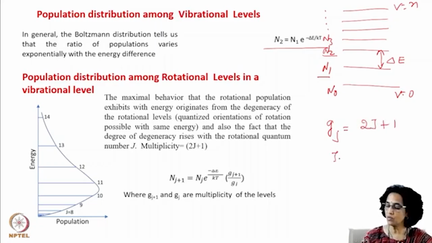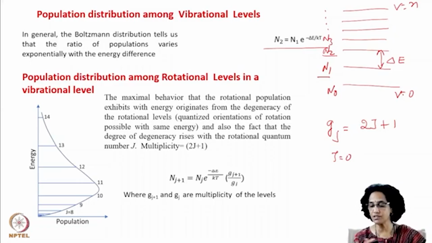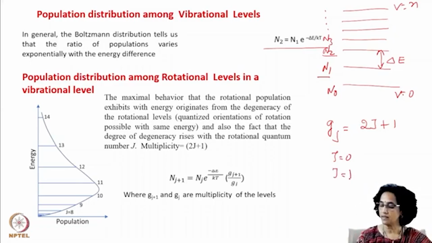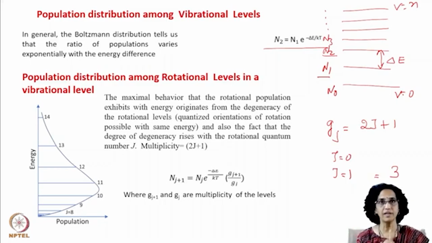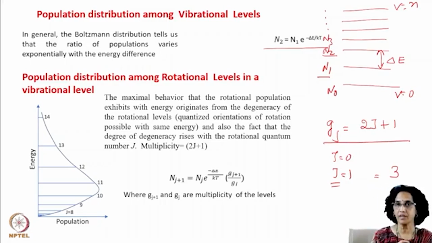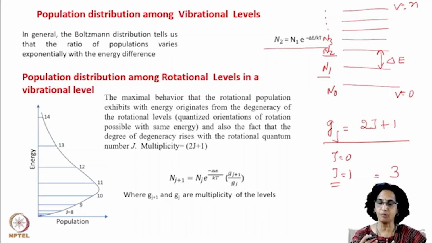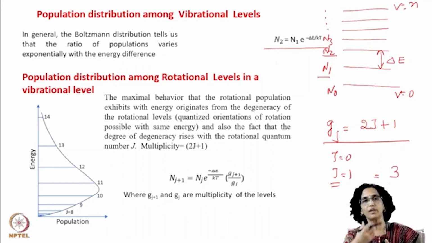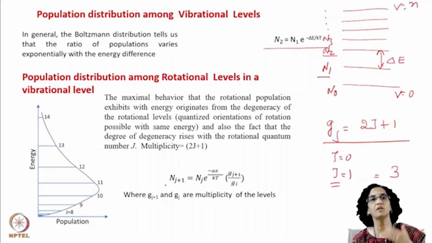So if J equal to 0, then the multiplicity is 1. That means there can be only one plane of allowed rotation. When J is equal to 1, 2J plus 1 is 3, so it can have 3 planes of rotation with equal energy. As J increases, this multiplicity also increases. When the multiplicity increases, the number of molecules which can go into those kinds of rotations also increases, and therefore the population in that particular energy level also increases.